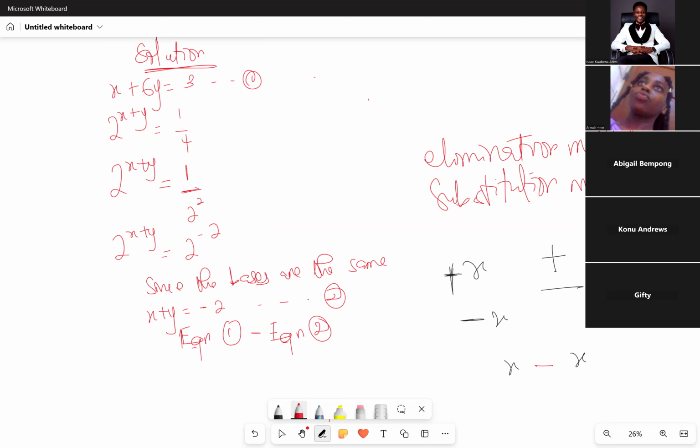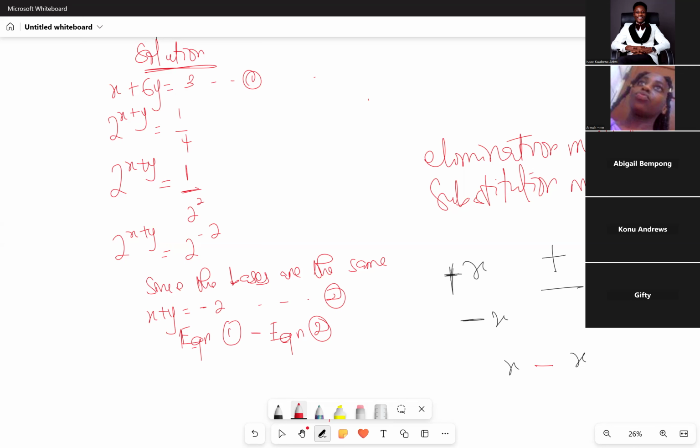It is important to also note that it's not all the time that the coefficients are the same. Sometimes they are not the same, like the y, for instance. Going forward, you see that the x, they are not the same, the y, they are not the same. So in that case, there is a way to go about that. Normally, I'll target y. Y is 6 in equation 1. In equation 2, it's not 6, it's 1. So let me multiply equation 2 by 6, so that when 6 multiplies y, it will be 6y. Now we are the same.